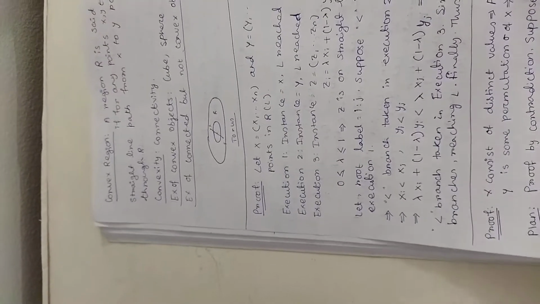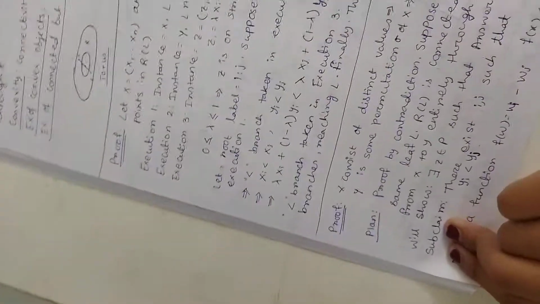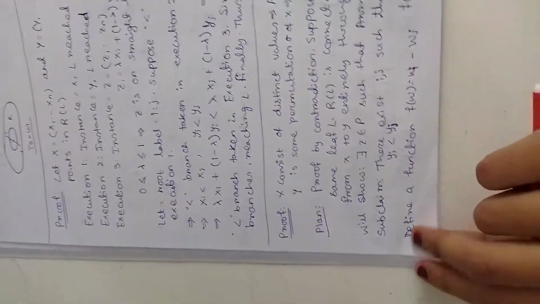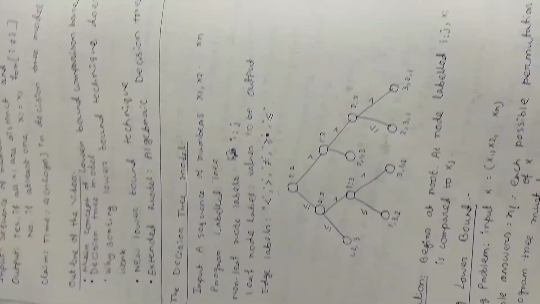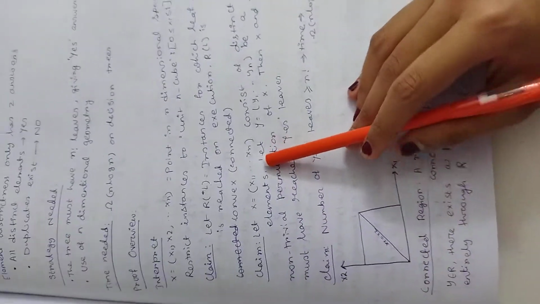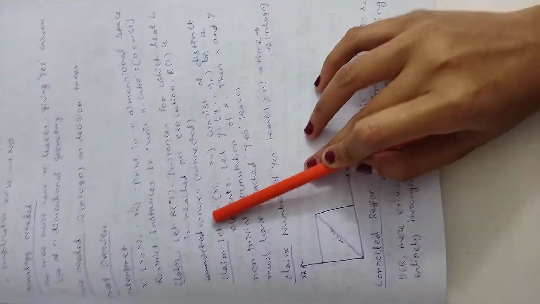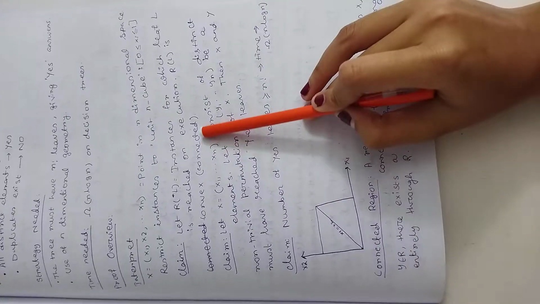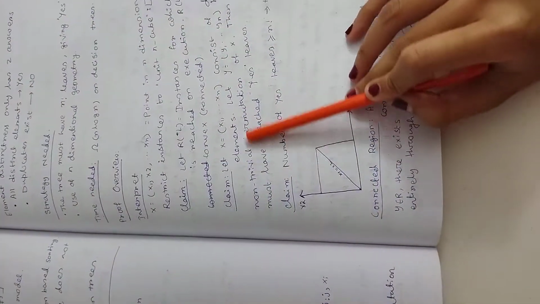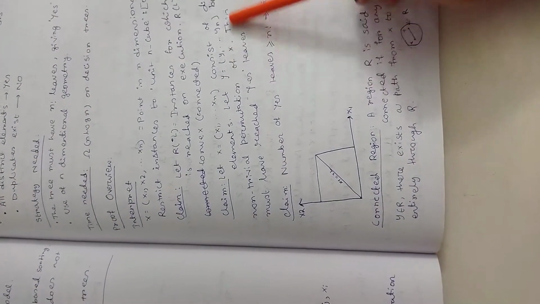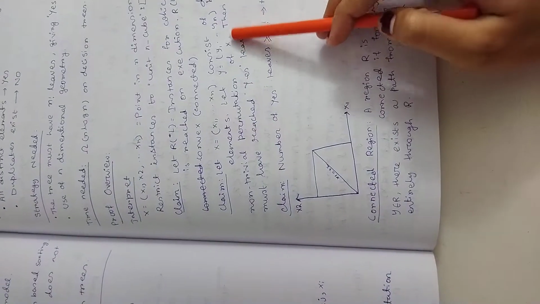Okay, so next, for this claim, we have taken this array x and we are considering that all the distinct elements are there, and also y is a non-trivial permutation of x. So now we will prove this one.